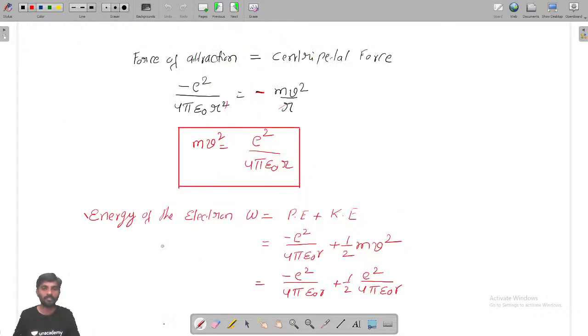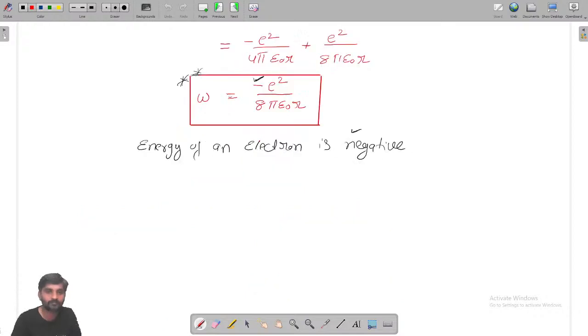And we have derived the equation mv square by r is equal to e square by 4 pi epsilon naught r square, and we have concluded that the energy of an electron is negative. As I told you, this is a very important formula: the energy of an electron W is going to be minus e square by 8 pi epsilon naught r.